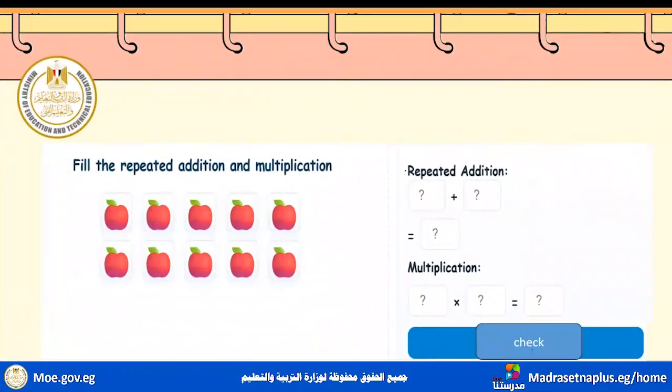Another example. Find the total number by using repeated addition or multiplication. I have an array consisting of 2 rows. Each row has 5 apples. It means 5 and 5, or we have 2 times 5 equals 10.